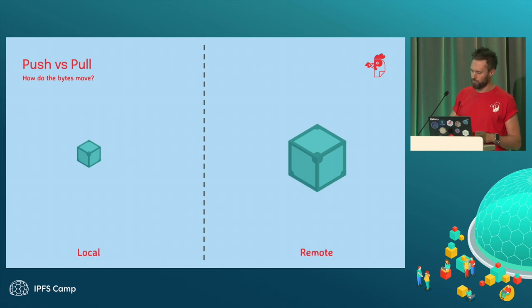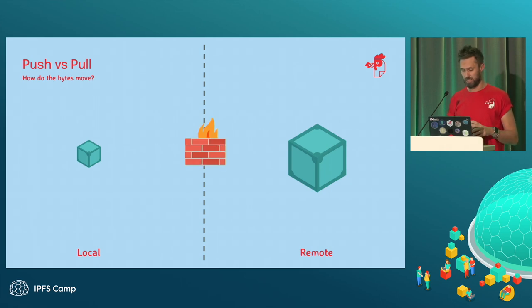Sometimes there's a wall that's on fire. There are firewalls, there are NATs, there are general connectivity issues that mean libp2p is not always able to connect from one place to another. It's really good at that, but it's not 100% good all the time, unfortunately.